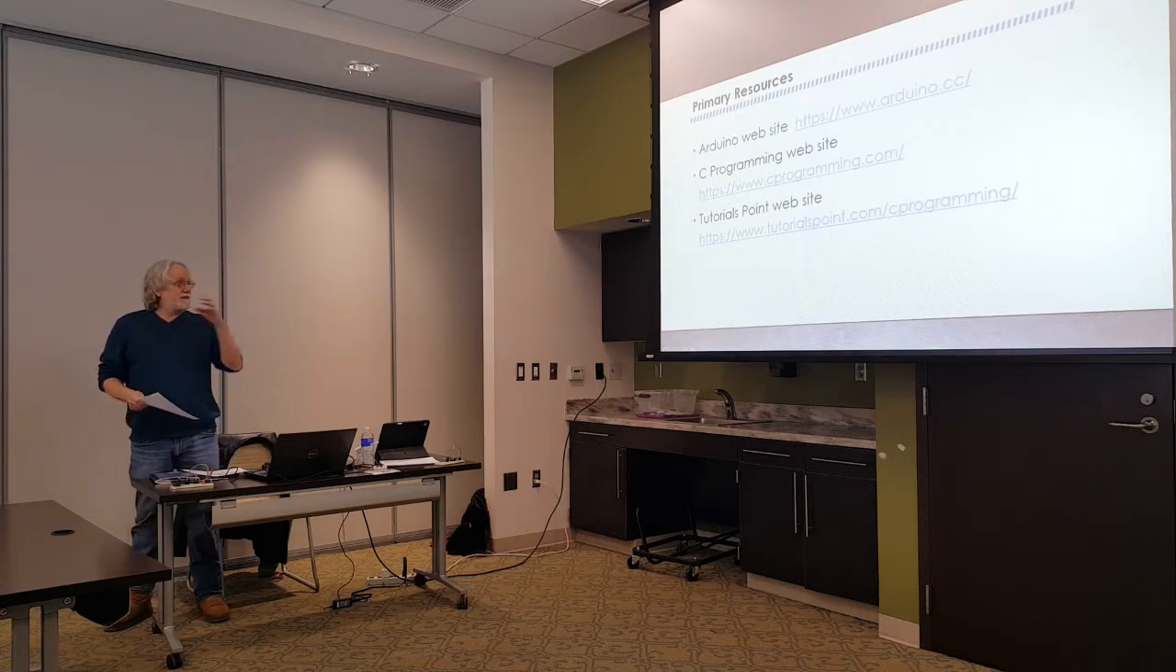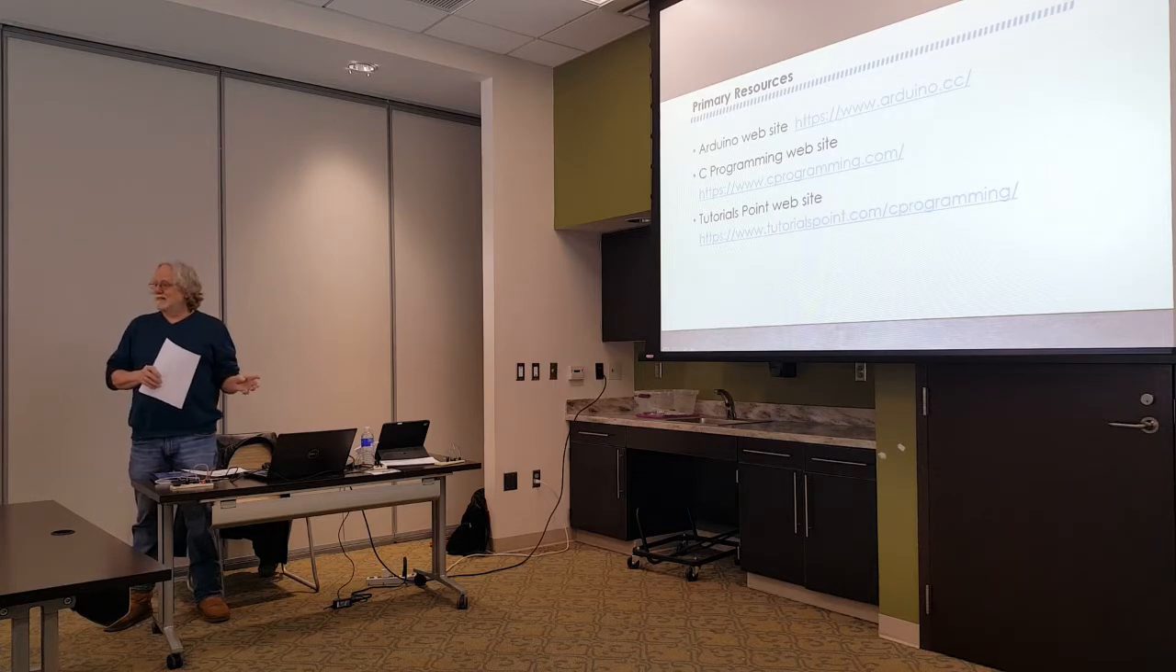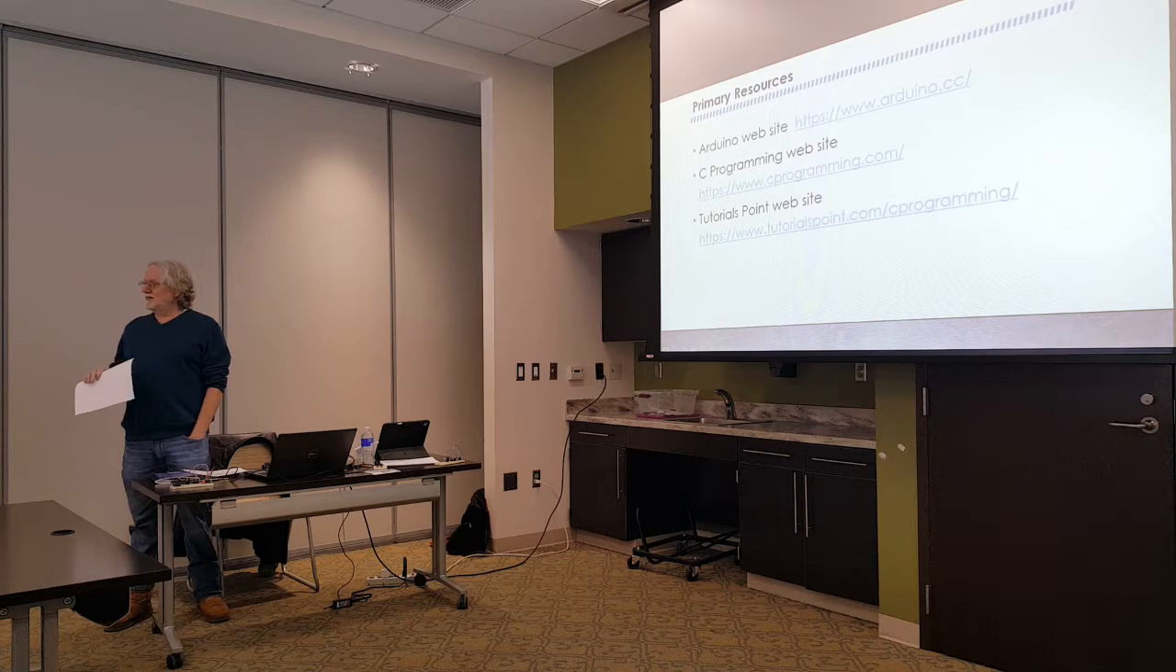Okay, primary resources: the Arduino website, and I like these 2 other websites for looking up stuff on C. The C programming website, Tutorial Point. On the other hand, there's a great book that you don't want to read. It's by Koenig and Ritchie. K&R. It's the Bible for how all the C functions work. And I made the mistake of trying to read it once, and you don't read it. You look something up in it, but you don't read it.